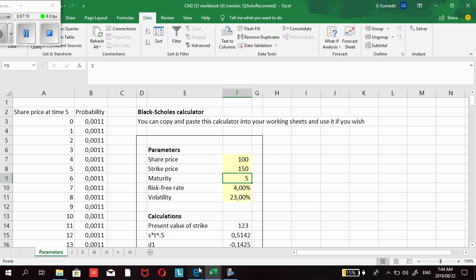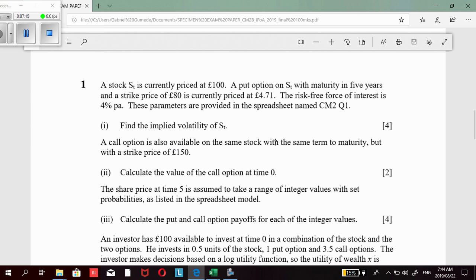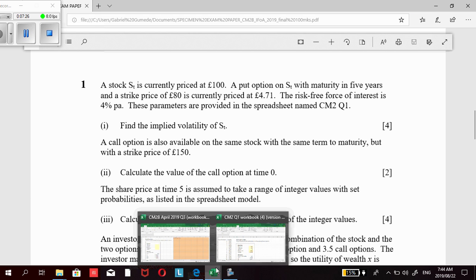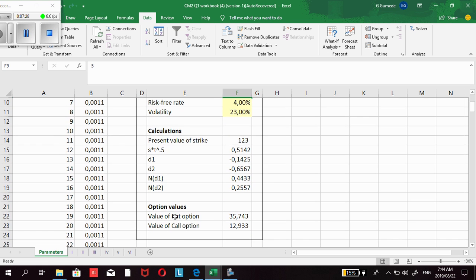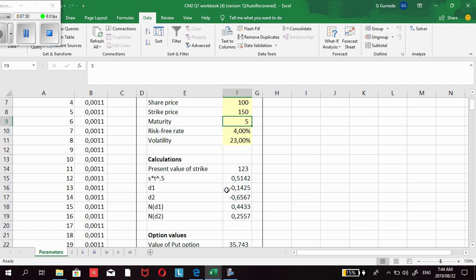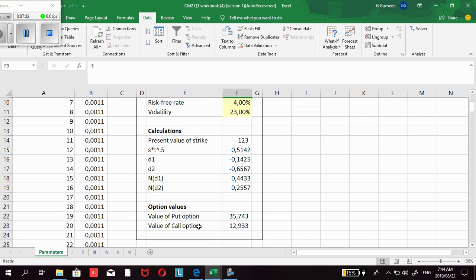Now, because the examiner said on the same stock, your volatility will be the same. So your volatility will still be 23%. The only thing that is changing here is your strike price. Okay, let's go and see. Do you agree with me that I don't need to substitute anything? I can code here the price of the call option the examiner is looking for.